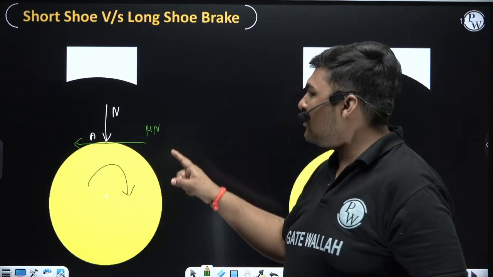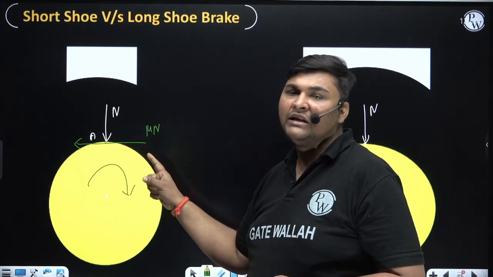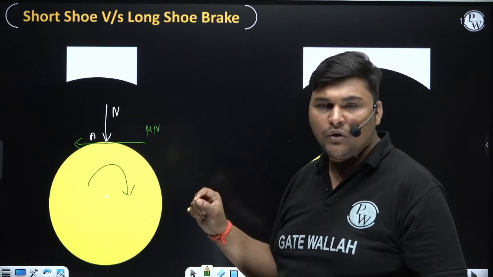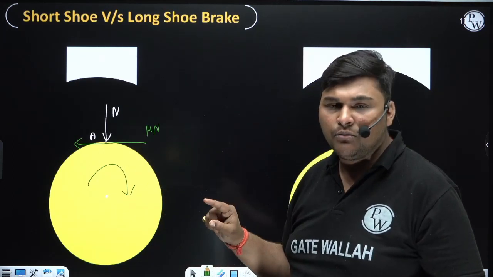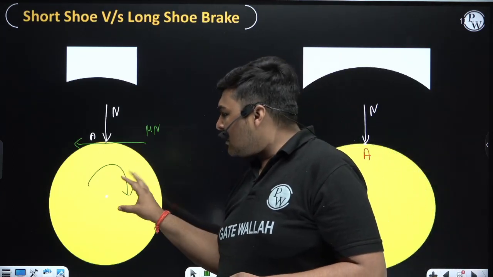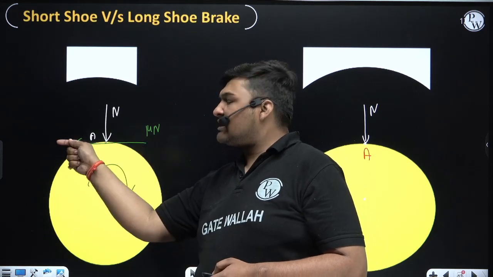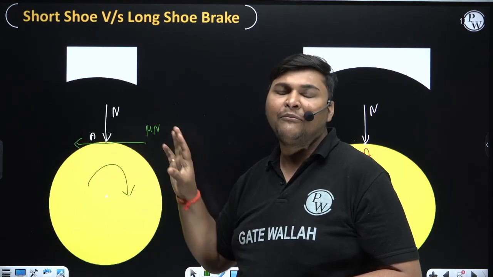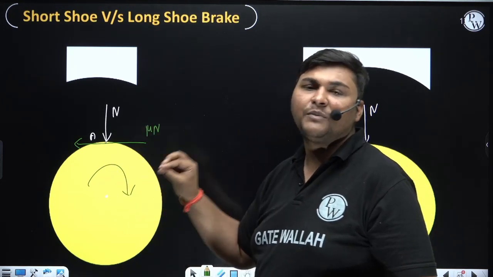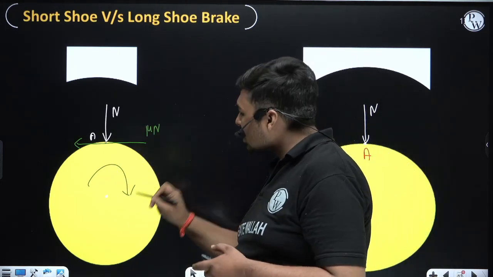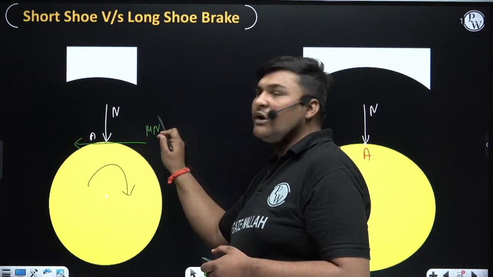So if normal force is N, we can say that in short shoe brake, friction force will be mu into N. It will be perpendicular to N and opposite to the direction of relative motion. Right now the drum is rotating clockwise, so its sense will be this. I am not explaining how to find the sense of this friction force here; that I will explain later. Here I am explaining for short shoe brake: if normal force is N, friction force will be mu into N.